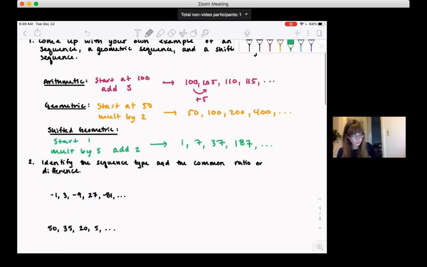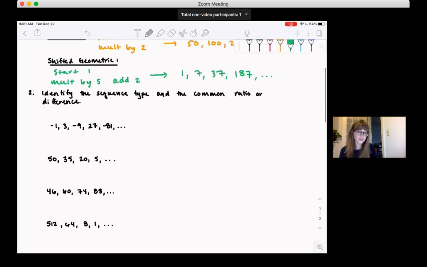Okay, next we want to practice again identifying the sequence type and the common ratio or common difference. So we want to find the pattern in the sequence. Are we adding or are we multiplying? So generally I start by checking, are we adding or subtracting? So -1 to 3, that's plus 4. But then 3 to -9, now we've gone back down. That's going to be minus 12. So we're not adding or subtracting the same number, so it's not arithmetic.